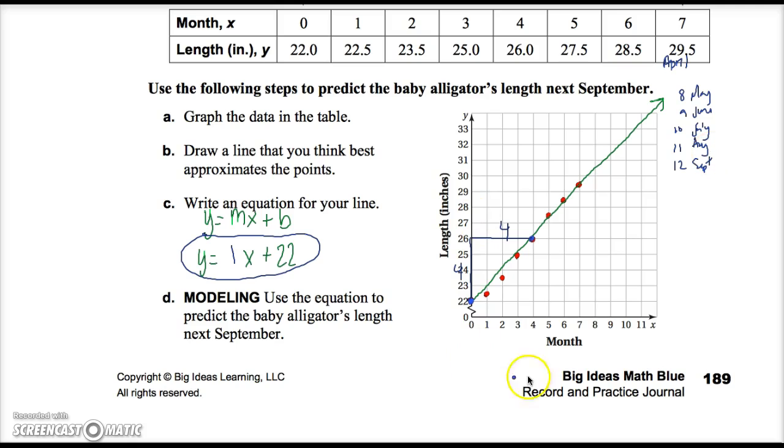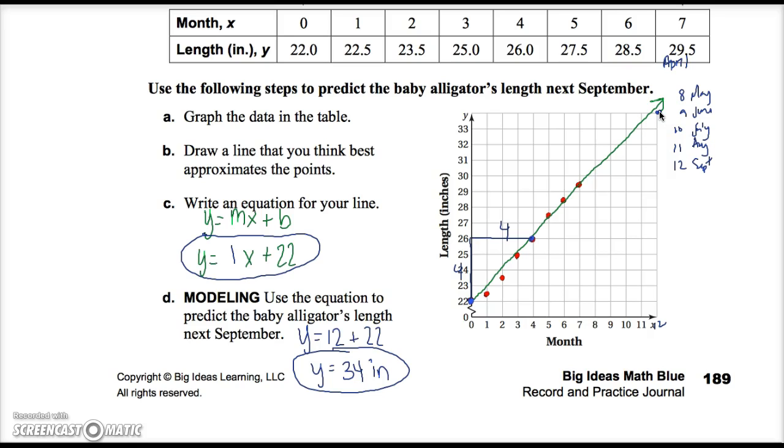So we need to put in month 12, after 12 months have gone by, for the month, which is your x. So y equals 12 plus 22, and you get y equals 34. Our approximation for the length of that baby alligator after 1 year would be 34 inches. If you look at our graph, here's where 12 would be, and here's where 34 would be. It's really close to what my line was.